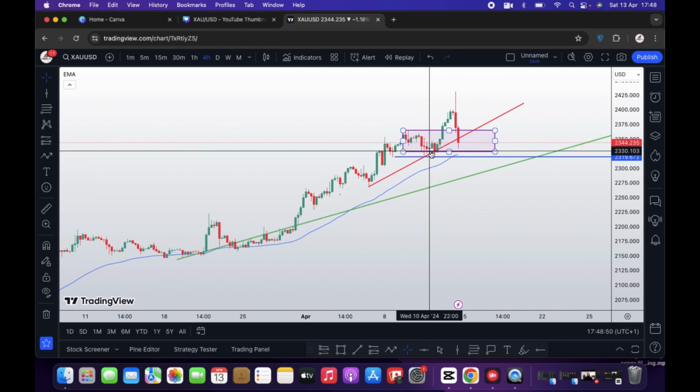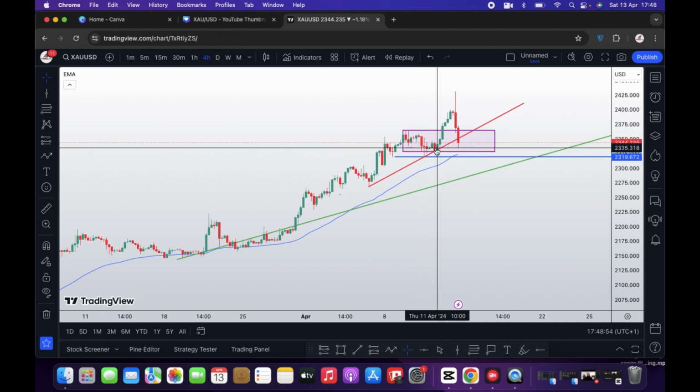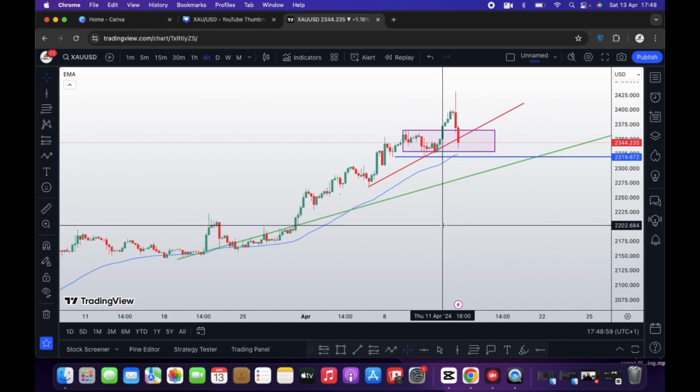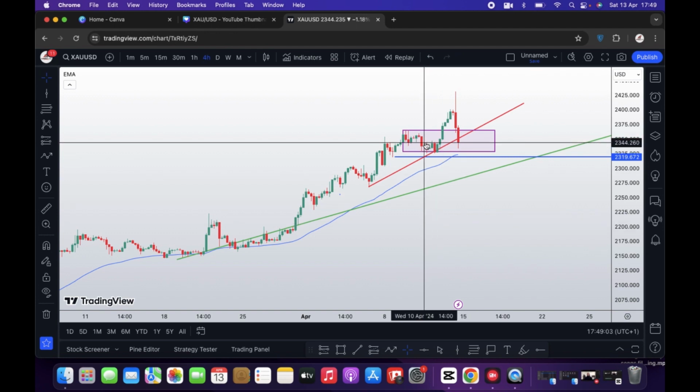I waited for it for me to take a sell on Friday. I didn't see any sell confirmation here before this buy. If anybody that's in my Telegram channel is watching this, the person will know that I didn't take any trade on Friday or on Thursday. I didn't take any sell because I didn't see any confirmation here.